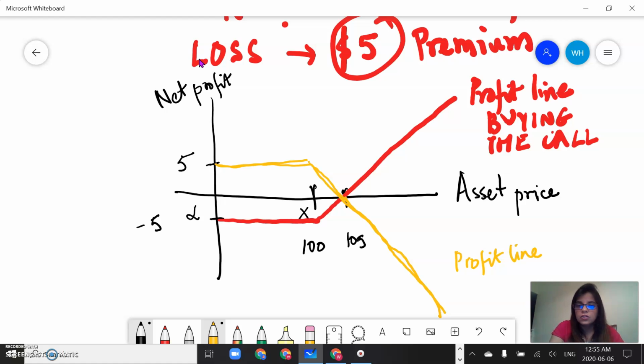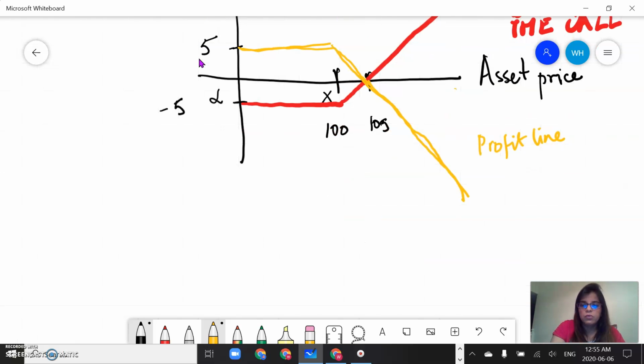So as long as the stock price is below 100, the buyer of the option will not exercise the option, and therefore the seller will have a steady profit of $5, after which his profit will fall and then he will start making a loss. So if the stock price goes up indefinitely, the buyer of the option makes an infinite profit while the seller of the option makes an infinite loss. This is the profit line from selling the call, also known as writing the call.